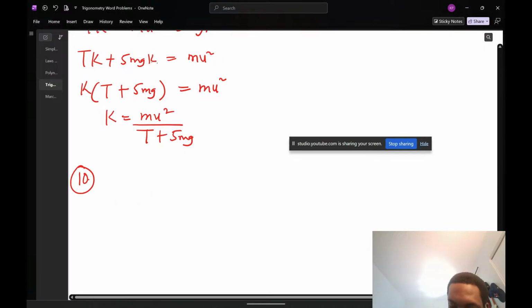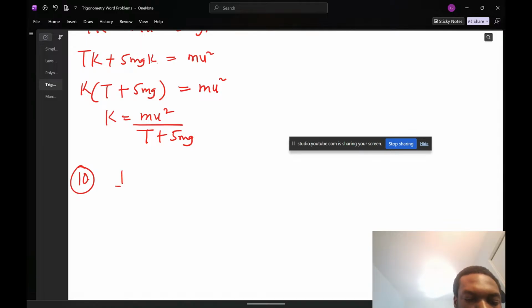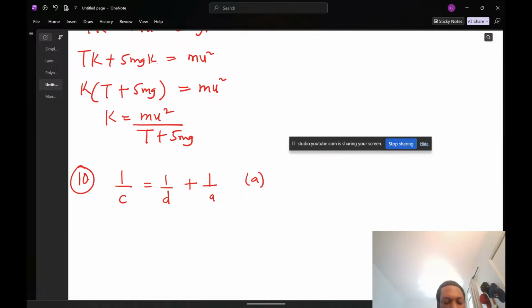Number 10, we have 1 over c is equals to 1 over d plus 1 over a. Okay, so now let's make a subject of the formula. So we have 1 over c is equals to 1 over d plus 1 over a.